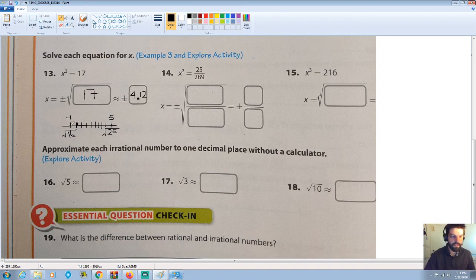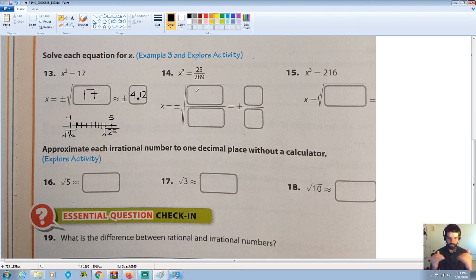So it's a strategy that you can take when you don't have a perfect square. And again, we just want kind of a rough estimate here. It's going to be an approximate value. Because if we multiplied 4.123, we would get 16.999.